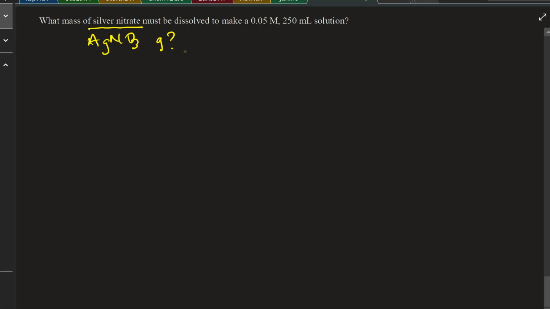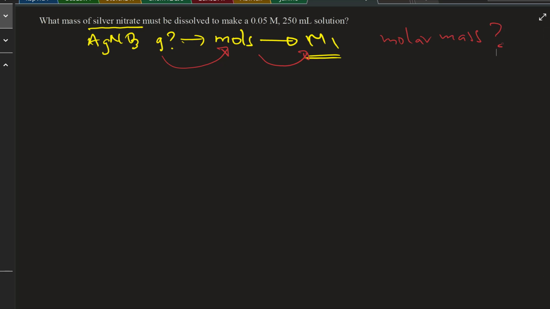This one is a bit more complex. Look at this one. Silver nitrate is given and you are trying to calculate how many grams, right? The grams should be connected to moles and the moles should be connected to the molarity. Now we know there's a connection of molar mass, because between grams and moles the only connection is molar mass. So the molar weight, right? That we need to calculate.